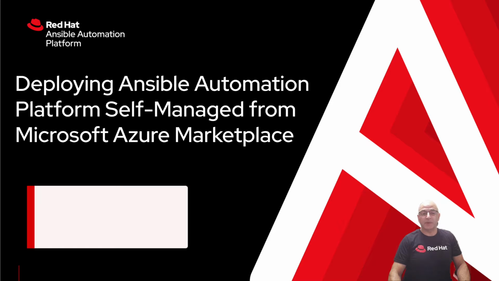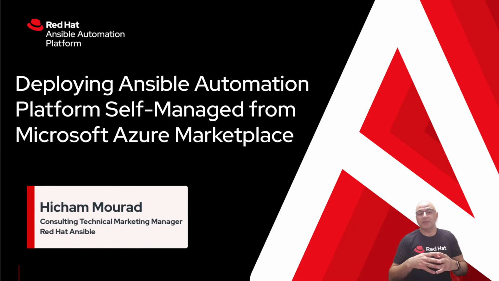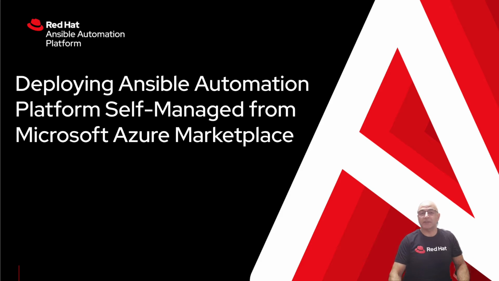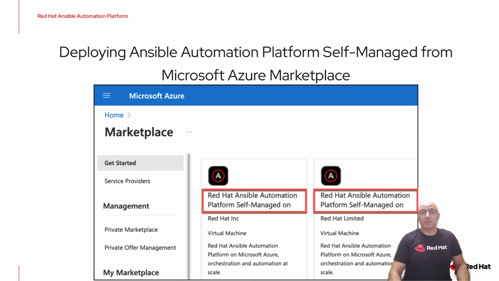Today, I'd like to speak with you regarding deploying Ansible Automation Platform as a self-managed offering from the Azure Marketplace. When you go to the Azure Marketplace, you see the tile available there for Red Hat Ansible Automation Platform self-managed on Azure. So you will select the one appropriate for your region and you will go ahead and deploy this.